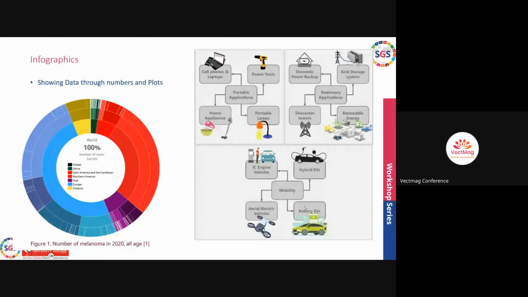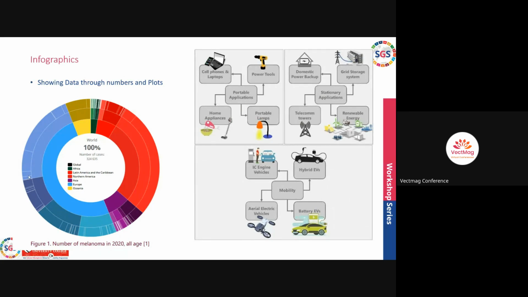Now here is another example of infographics. For example, this is the number of melanoma cases in the year 2020, all ages. This was an article by Professor Eugenio Bocaturo. In it, he showed this infographic. The black is global, and then green is Africa, Latin America and Caribbean, North America, Asia, Europe, Oceania. That's the infographic he was showing.